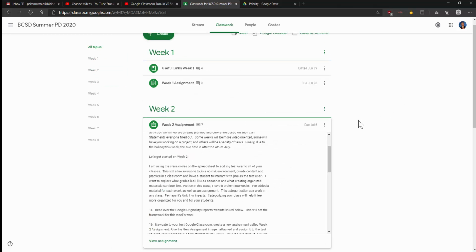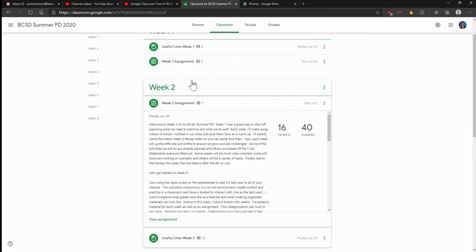So the idea would be for your team to figure out what categories make sense for you, so that way you're able to help it be organized for your students.